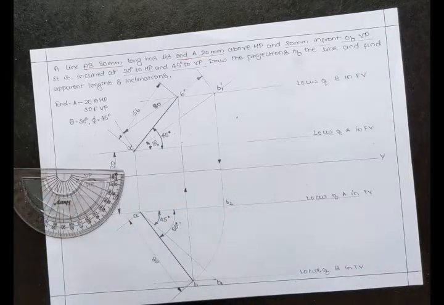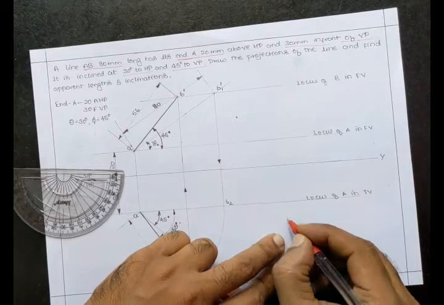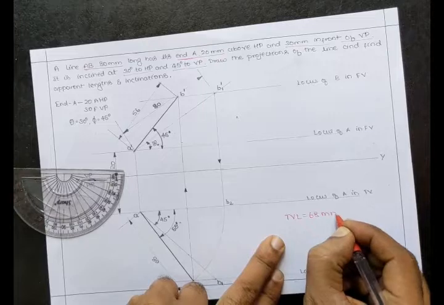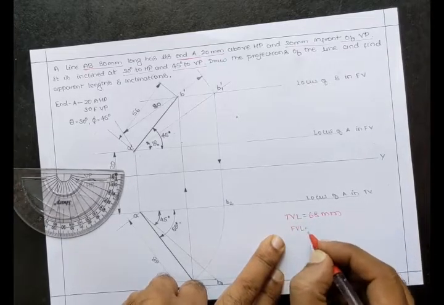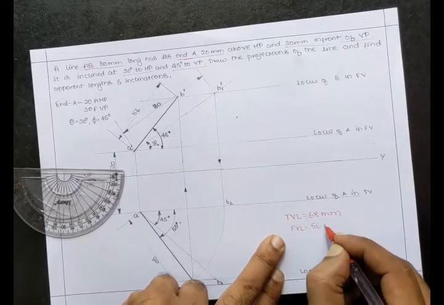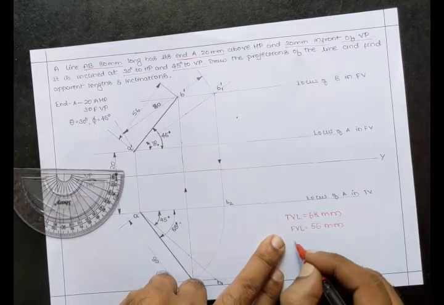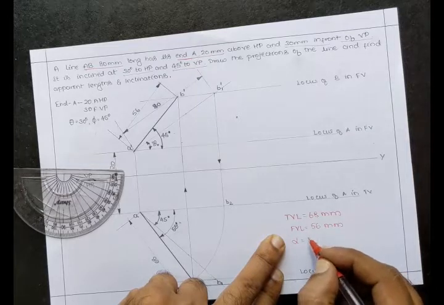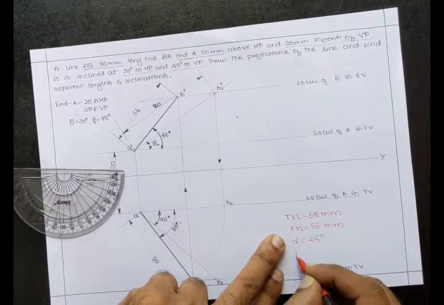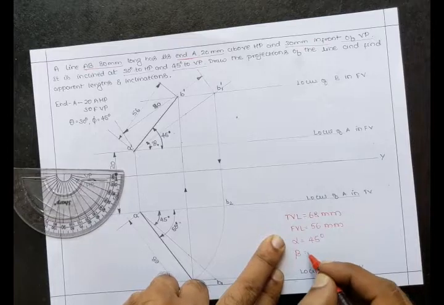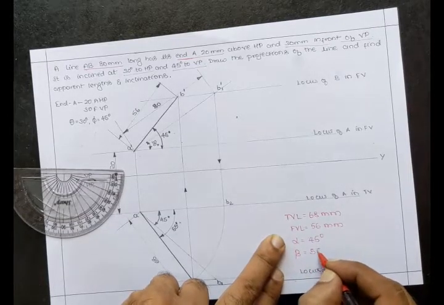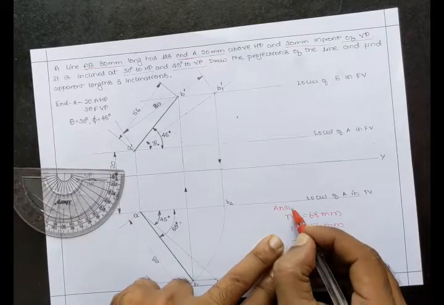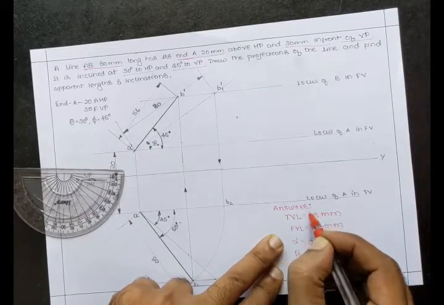So you can write the solution here. Answers. TVL, top view length, is 68 millimeter. Front view length, I am getting as 56 or 58 millimeter, according to your dimensions. Then alpha, the apparent inclination with respect to the HP, I am getting as 45 degrees. And beta, the top view inclination, that is the view length inclination, I am getting as 55 degrees. So these are the answers for the present problem.